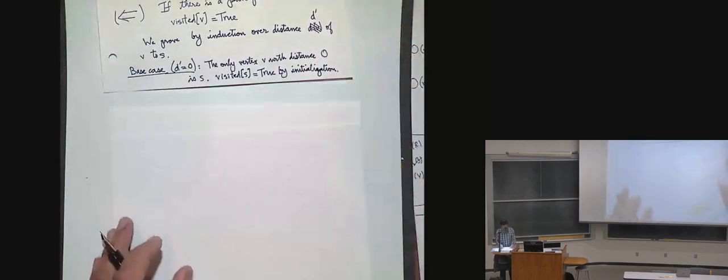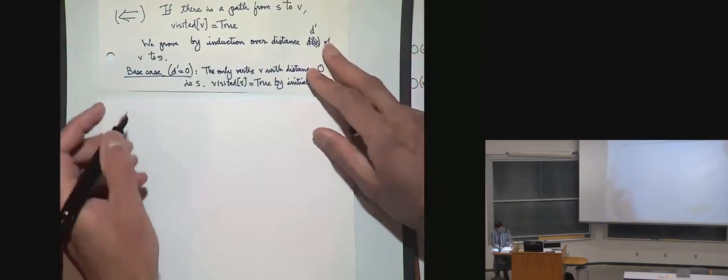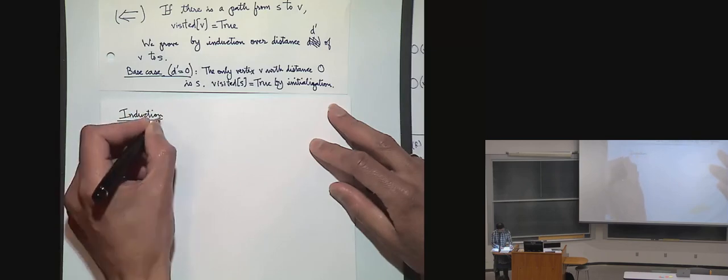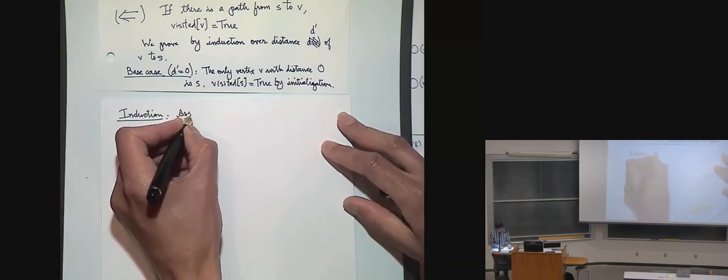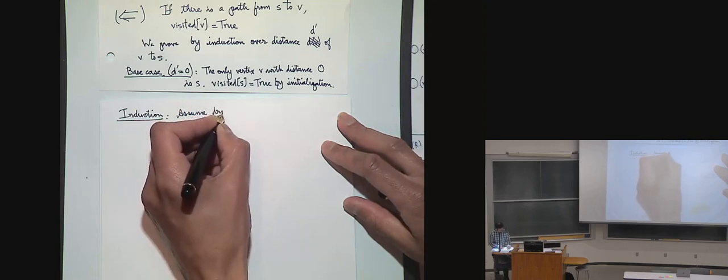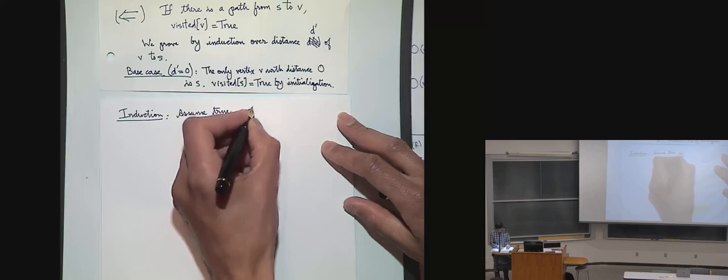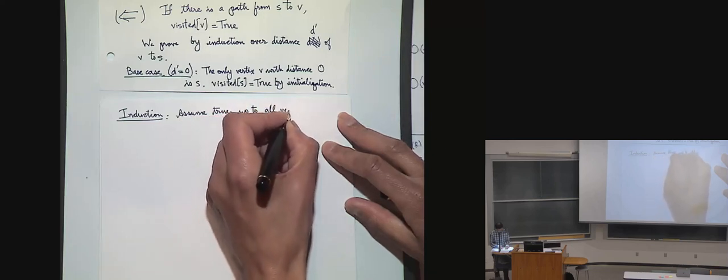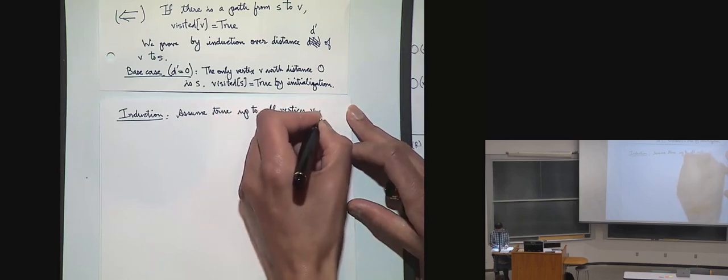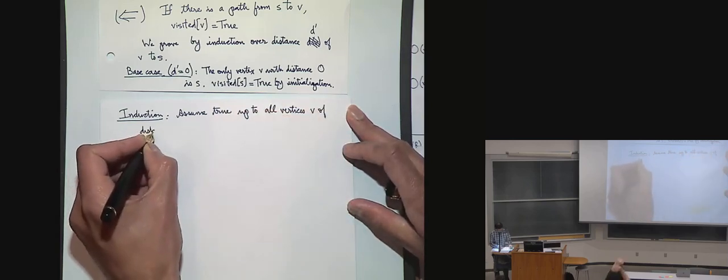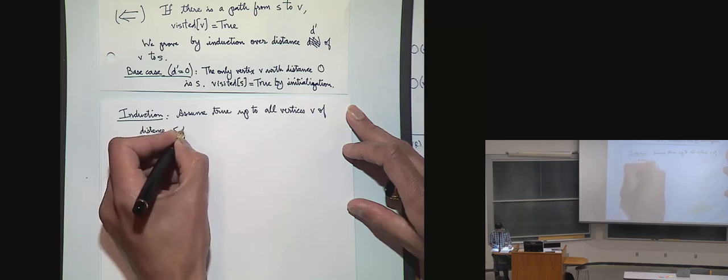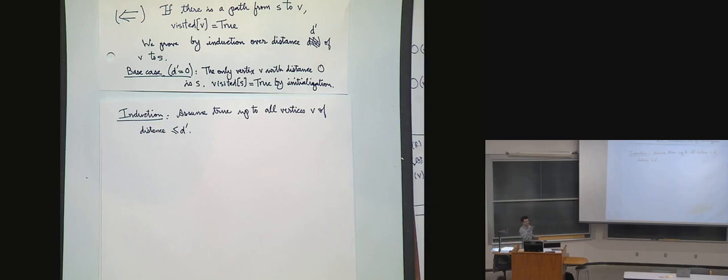Okay, so induction, we will assume true up to all vertices V of distance at most D prime. So just for the comment, I'm doing strong induction here, at most D prime, although you can do it with weak induction, it doesn't matter. It just makes it easier. So what does this mean?